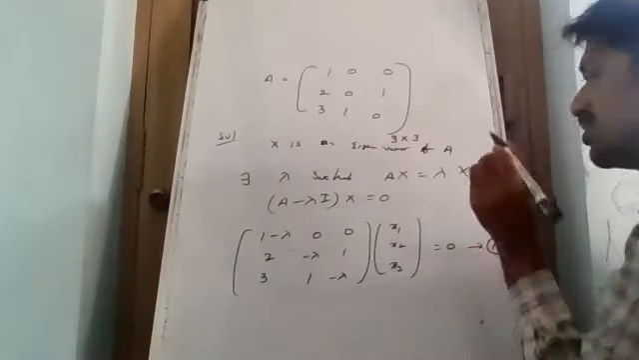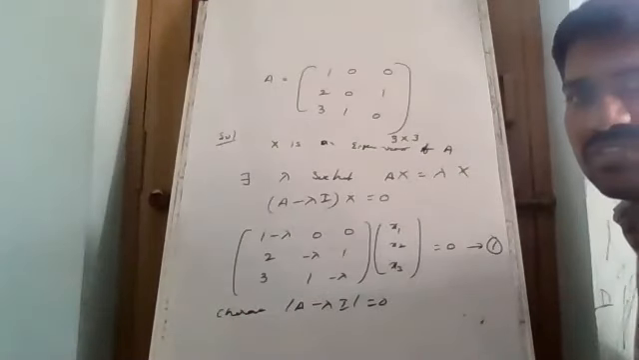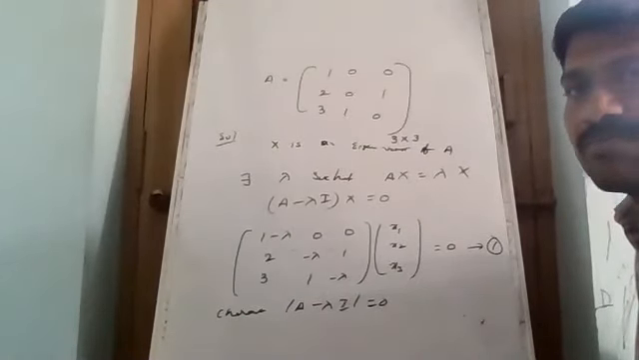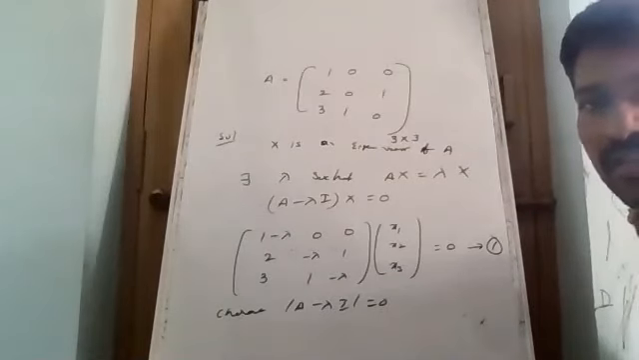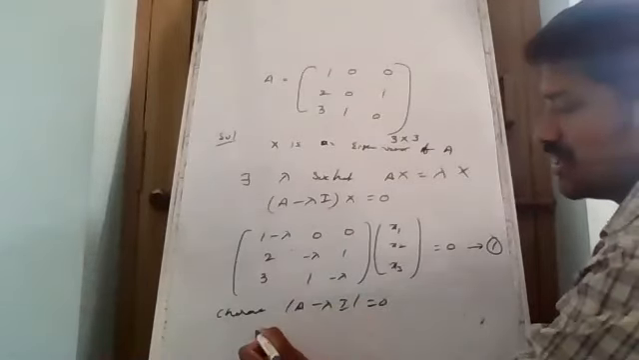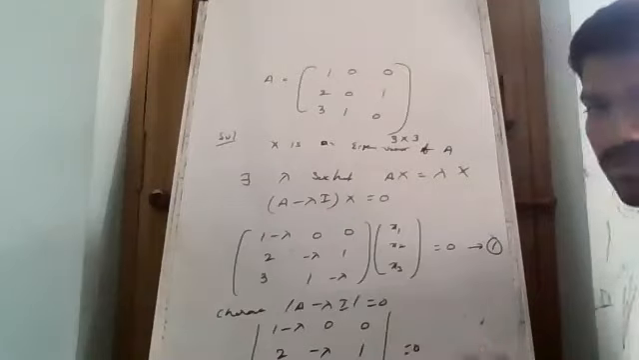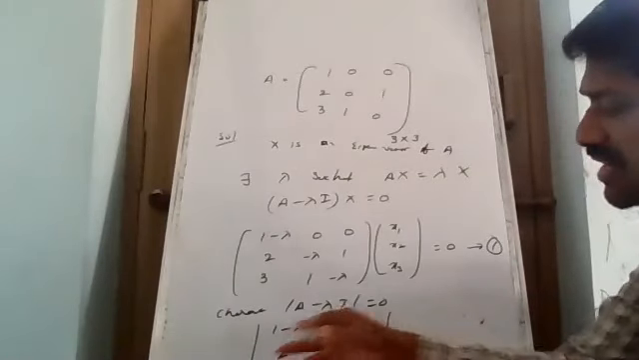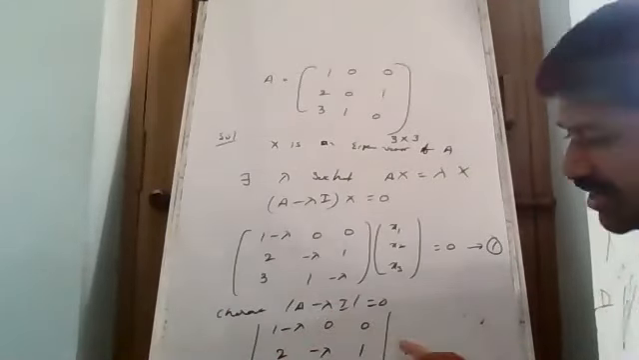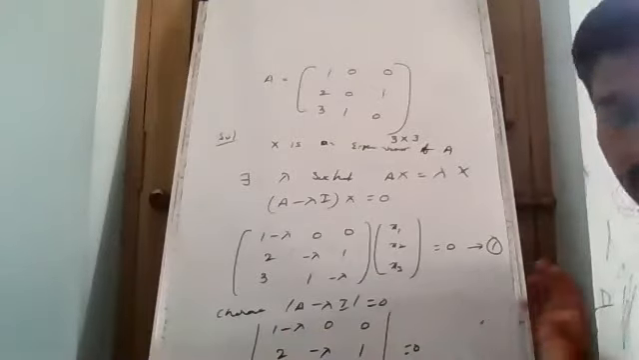And what is the characteristic equation? We know that the characteristic equation is the determinant of A minus lambda I equal to 0. That is, the determinant of [1 minus lambda, 0, 0; 2, minus lambda, 1; 3, 1, minus lambda] equals 0. Now we will expand this determinant using either the first row or first column, whatever it is. Now I'm expanding this using the first row.